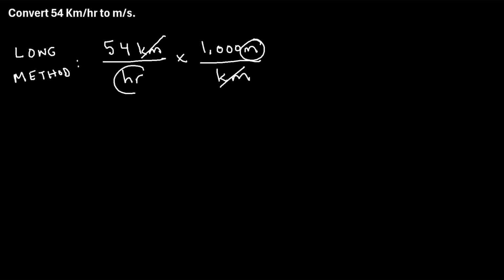Now, right now we have meters per hour, but remember, we want meters per second. So now what we're going to do is multiply once more, and we're going to multiply by 1 hour. So for each 1 hour, there are 3,600 seconds. So when we multiply by this, notice that we have this hour in the numerator and this hour in the denominator. So they're going to cancel out. And what we're going to be left with is just meters per second.